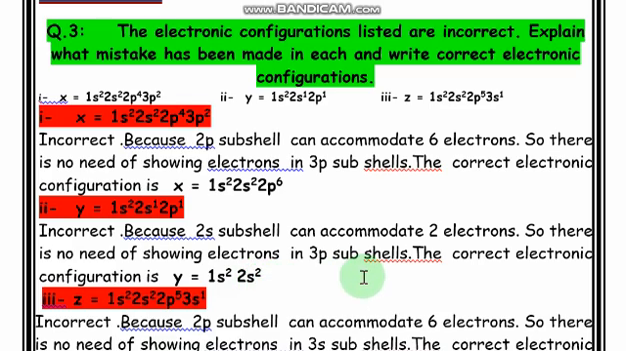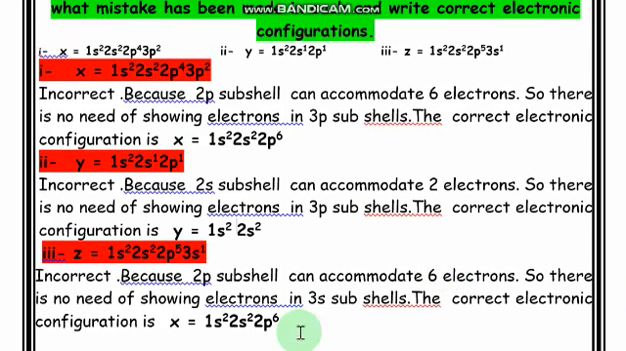Our next question: element Z has 1s2, 2s2, 2p5, 3s1. Again the same mistake. The p subshell has 5 electrons? No, it should have 6 electrons. So first it will complete 6 electrons, then it will go to the s orbital. Let's see whether the answer is written correctly. The element is X? No, it is Z. So we will correct it here.